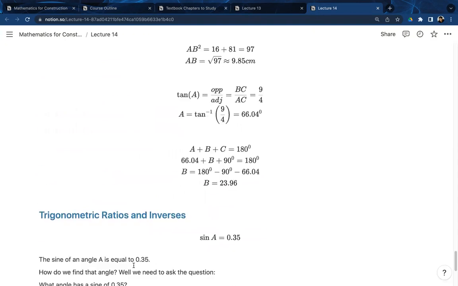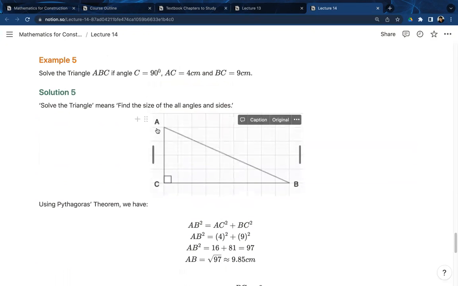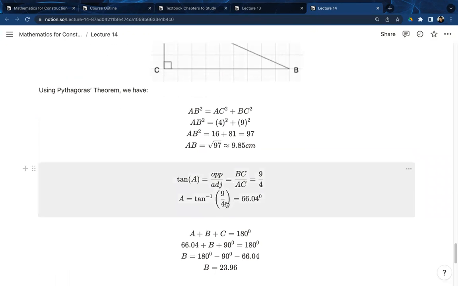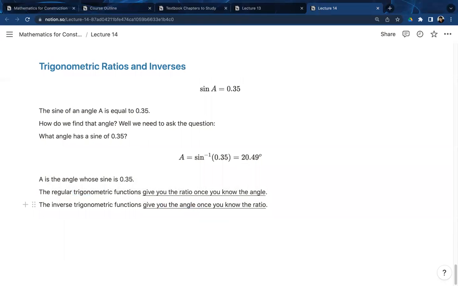So I think that explains what this inverse tan is here. This 9/4 is the ratio, because 9/4 is the ratio of the lengths, 9 divided by 4. But I want to know what angle has a tangent equal to 9/4. I don't know the angle. If I knew the angle, I could have just pressed tangent of the angle and I'll find the ratio. But I want to find the angle and I know the ratio. So if you know the angle and you want to find the ratio, use the regular one. If you know the ratio and you want to find the angle, use the inverse one. So I hope you all understand that little deviation I went into there.